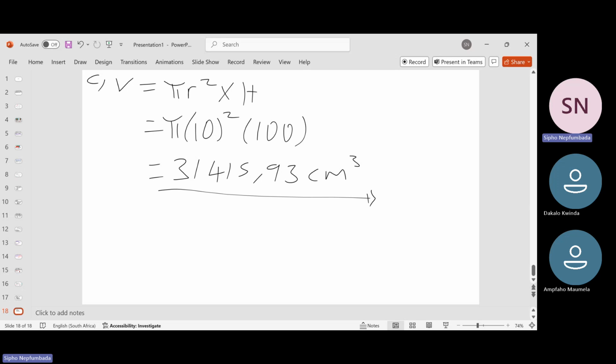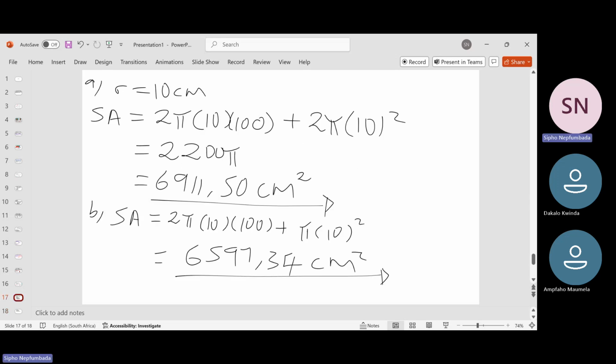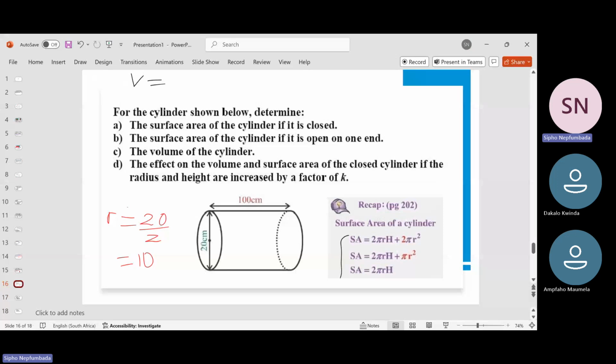Is it difficult? No. This one is similar to the one that we did now. It's a method of substitution. You get the surface area and the volume. It's a matter of putting cubed and squared at the end. Are we fine? Yes.